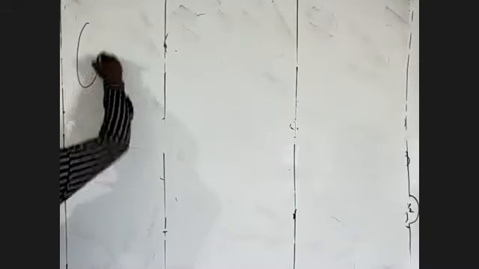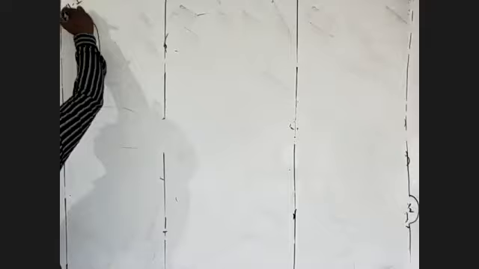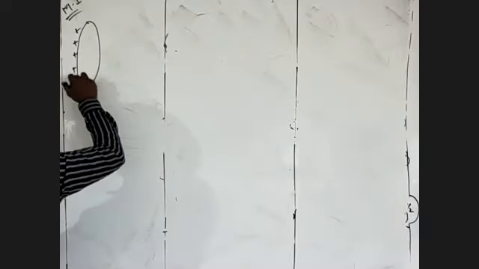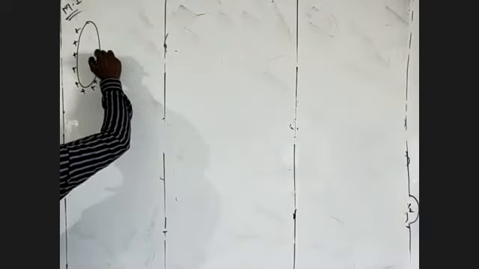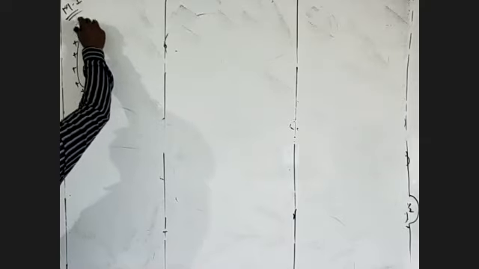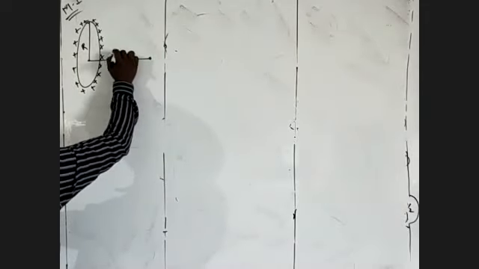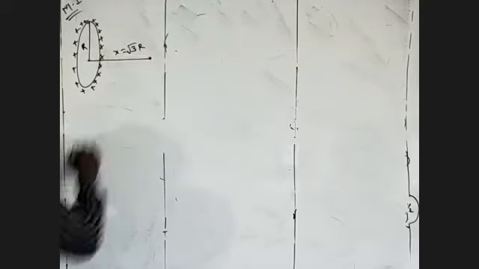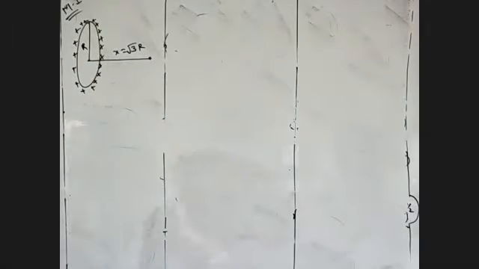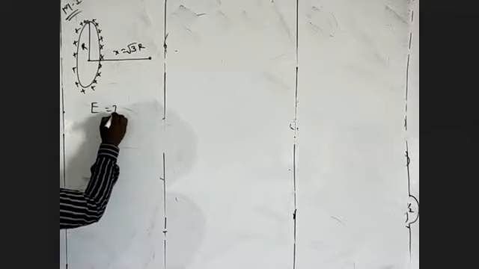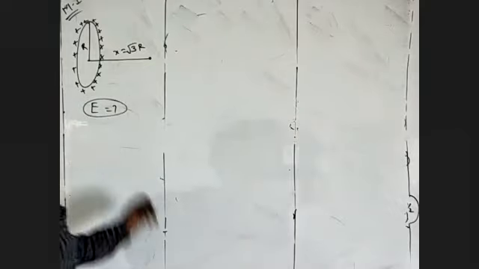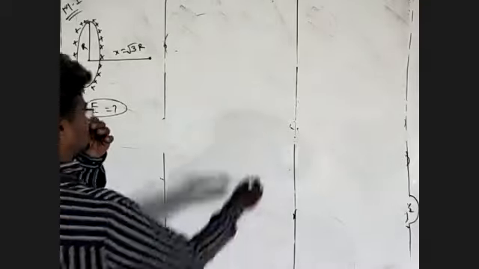This is a ring, model number 1. Pass the charge. This is a radius R. This is x, x is equal to root 3 r. So what is the electric field? That is question number 1. Next, second question.